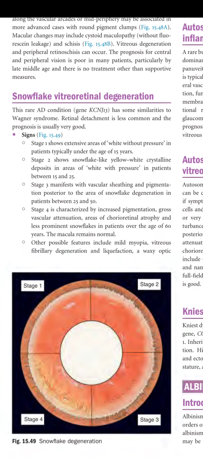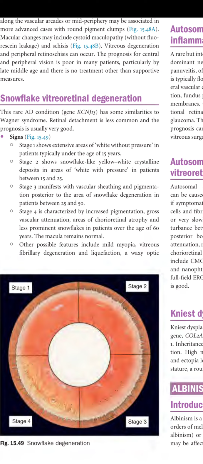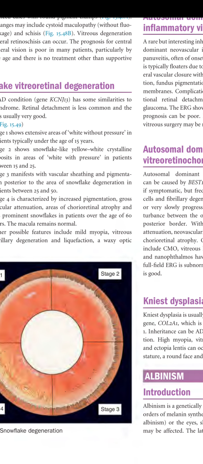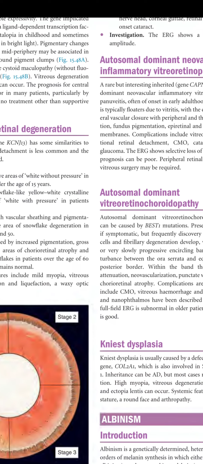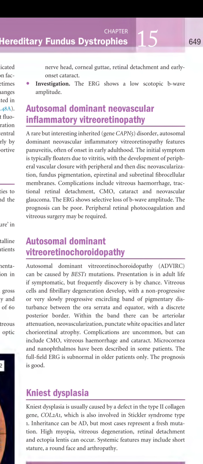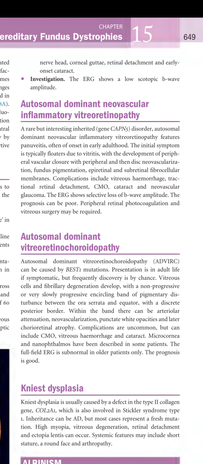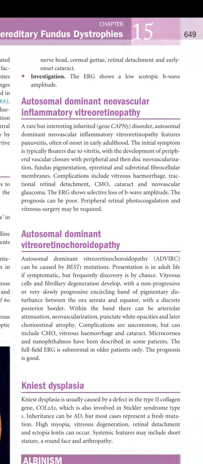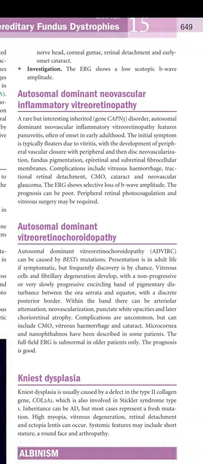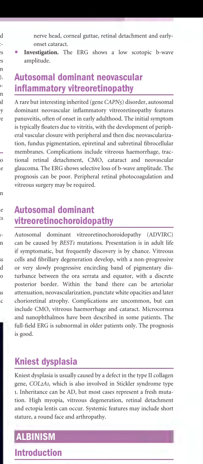Other possible features include mild myopia, vitreous fibrillary degeneration, and liquefaction. So the myopia will be mild, there will be vitreous degeneration and liquefaction, and a waxy optic nerve head, corneal guttae, retinal detachment, and early onset cataract. Investigation: the ERG shows a low scotopic B wave amplitude.